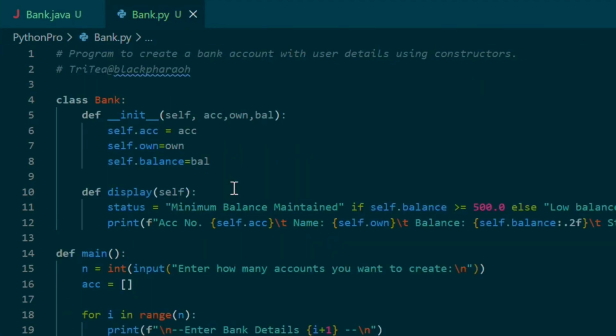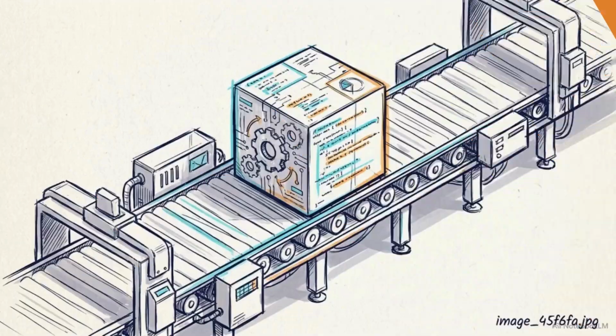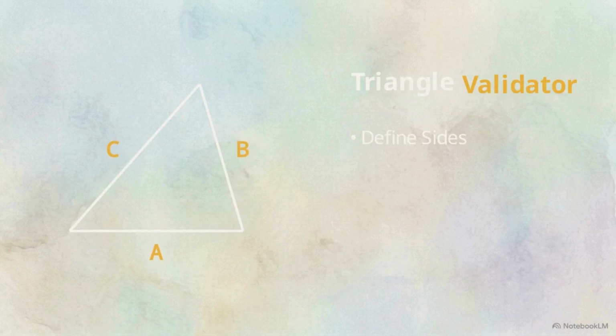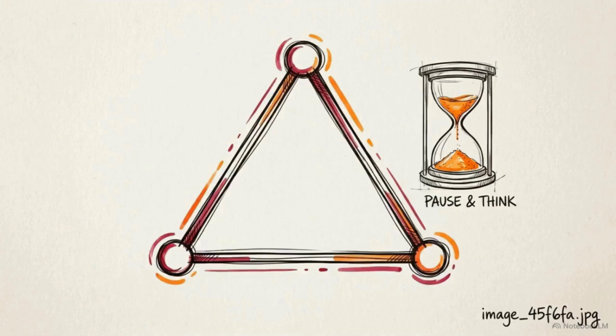Let's now move to the second one. Let's apply this structural thinking to a multivariable problem, a triangle validator. We need a blueprint that defines a shape by its three sides, verifies that it can physically exist, and classifies its type. Take a moment to think through the logic. How would you write the pseudocode to categorize this shape as equilateral, isosceles, or scalene?